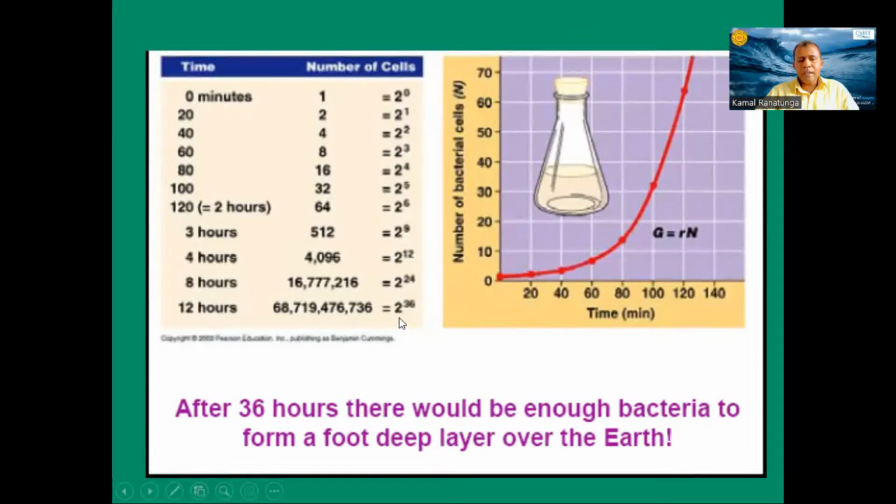So if the bacteria are going to follow the same growth, the bacteria would form a foot-deep layer on Earth, right? 1 foot deep bacteria layer should be on our Earth. So that is some indication of what this exponential growth would look like, right? A 1 foot deep layer of bacteria covering the whole Earth in just 12 hours. So imagine how it's going to go.